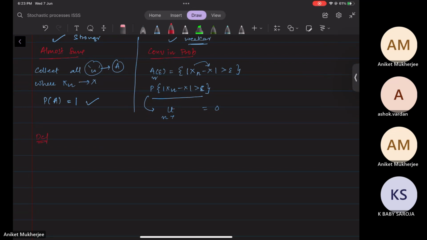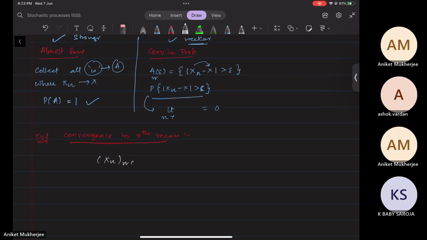Next we have convergence in Rth mean. If you guys have any doubt, you can ask me whenever you want.